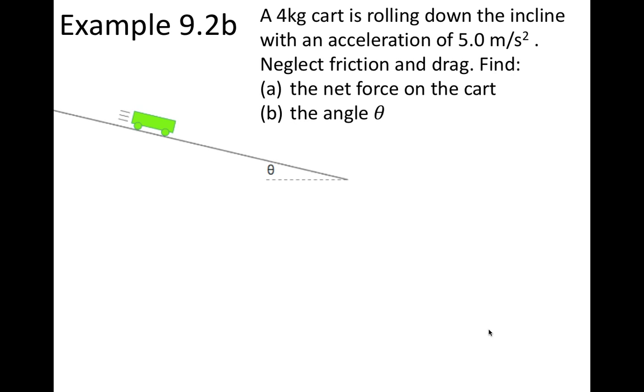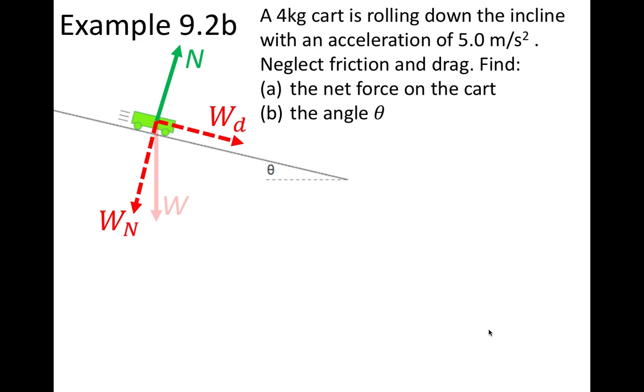So to start with, again, we're going to draw a free body diagram showing the forces acting on the cart. We'll have the normal force acting normal to, aka perpendicular to, the surface of contact. And we'll have the weight force. Now, those are the only two forces that are acting on the cart, but we have to split that weight force into its downhill and normal components because we have a coordinate system that lines up with the incline.